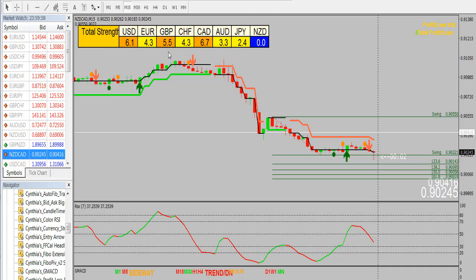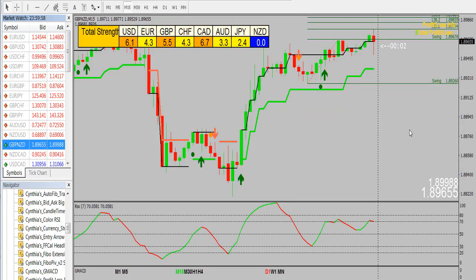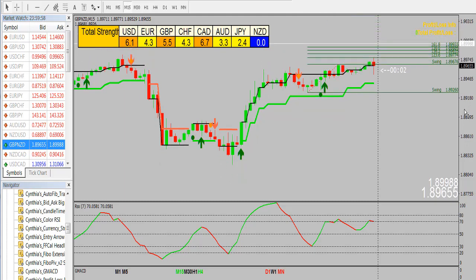So it's still pretty weak, but let's go see, because the pound New Zealand dollar, the pound is stronger and the New Zealand dollar is weak, we would expect that the pound New Zealand dollar would be going up. So let's take a look at the pound New Zealand dollar. Just go over here and click the pound New Zealand dollar and drag it onto your chart, and that changes it. So there we go.